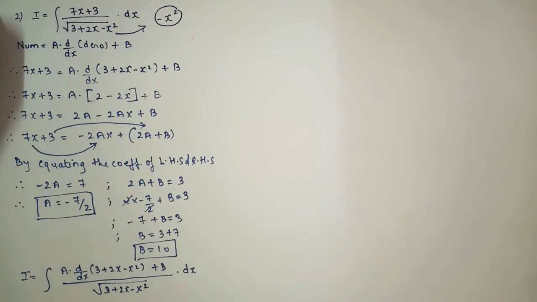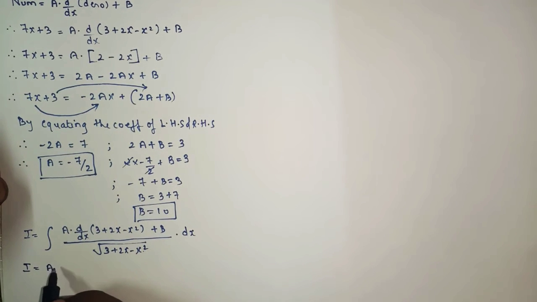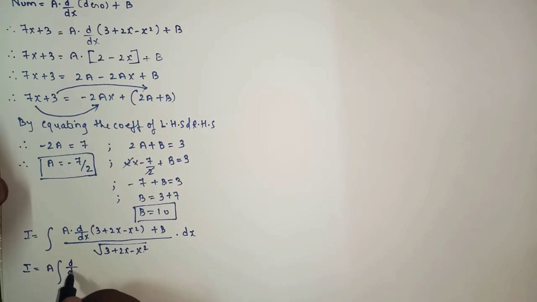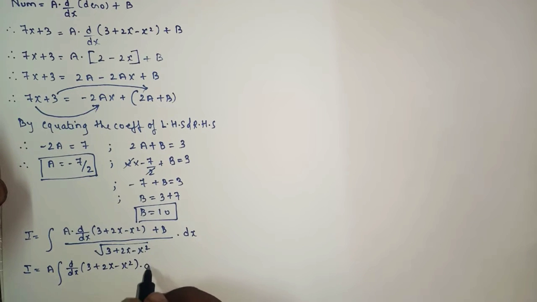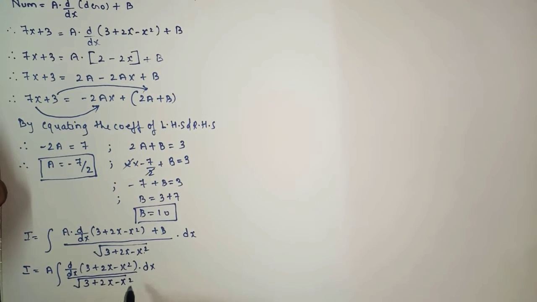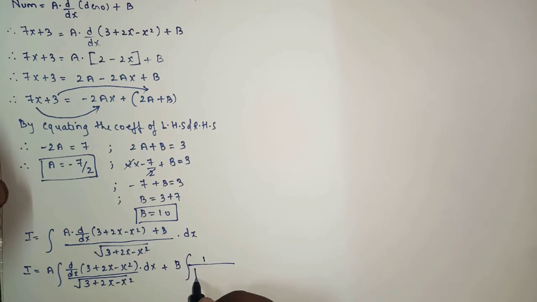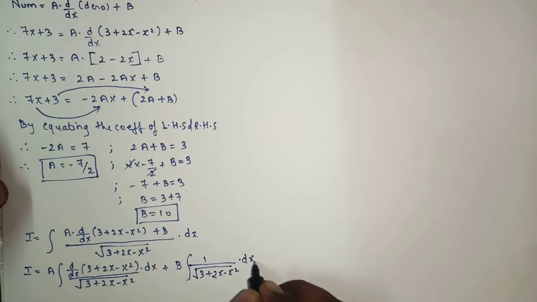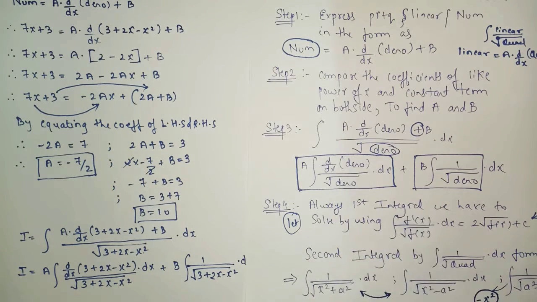Okay, then after that separate the denominator as per the rule. So a will come outside the integral, d upon dx, 3 plus 2x minus x square into dx upon root 3 plus 2x minus x square plus b 1 upon root 3 plus 2x minus x square into dx. I hope you all understood till the step number 3.